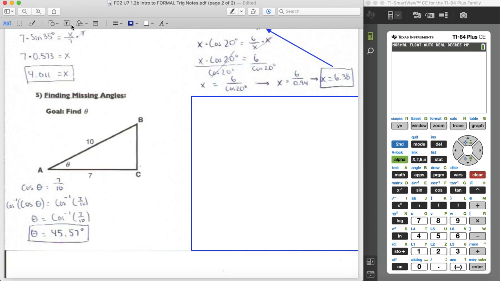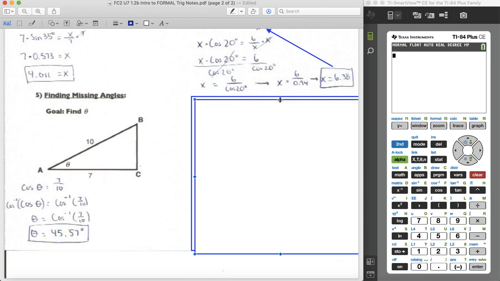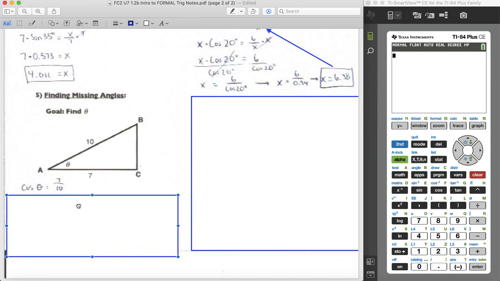Well, if I cover this up in a way so that I can hide the pieces of it, we've got an ABC triangle with the side length of 7, a side length of 10, and an unknown angle theta. This is the Greek letter for theta, which we often refer to as the unknown angle. It's our variable for an angle.